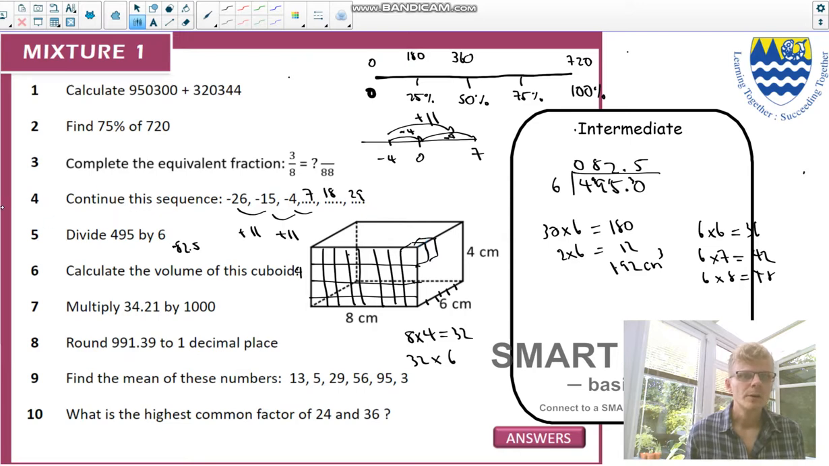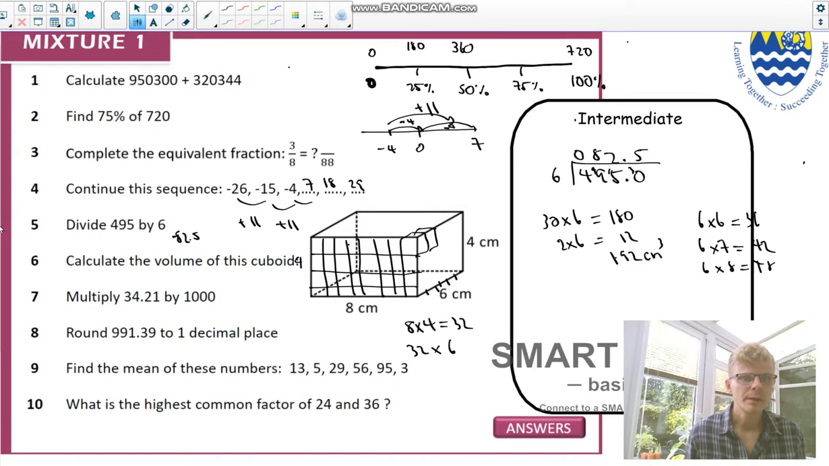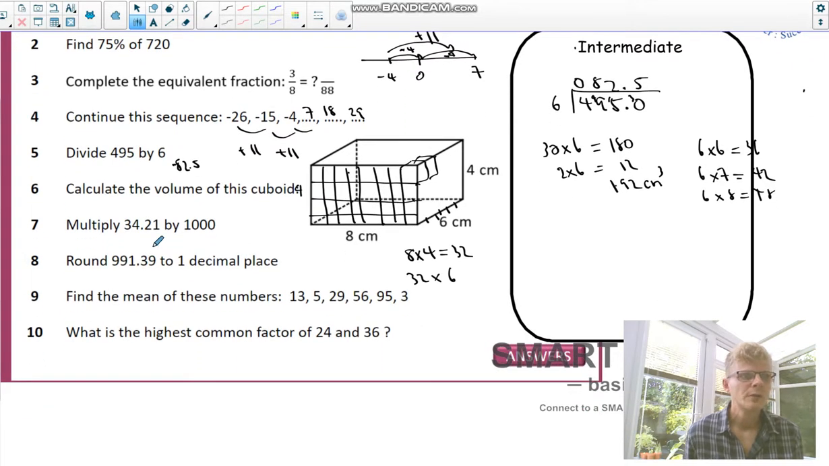Okay, so for question 7, we are going to multiply 32.21 by 1,000. So every time we multiply a number by a factor of 10, all that happens is the digits move along the place values. Okay, so if we've got 34.21, if I was to multiply it by 10, well, then that would become 342.1. You could put a 0 there if you wanted to, wouldn't make a difference. And then if I multiplied it by, so that's the first 10 from the 1,000. If I multiplied it by 10 again, well, then we'd have 3,421 point, again, 0 if you fancied it.